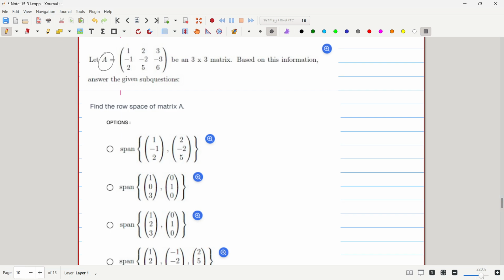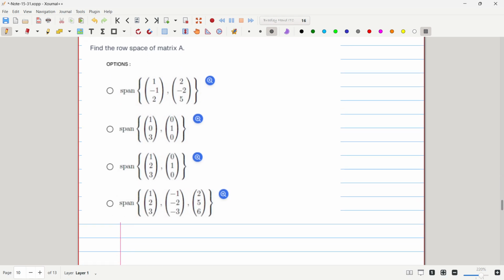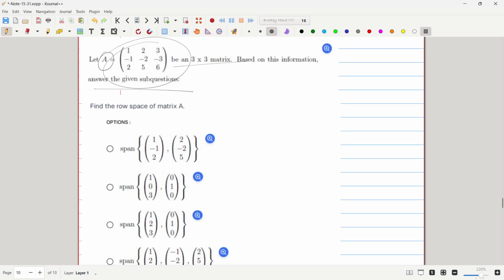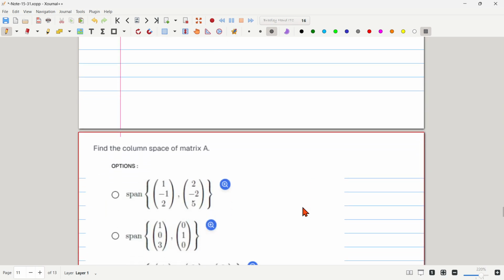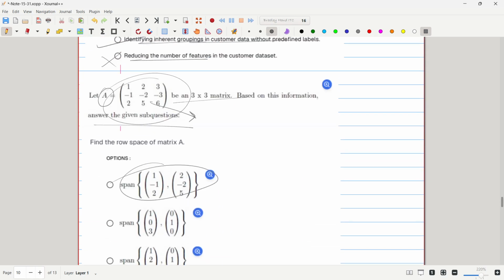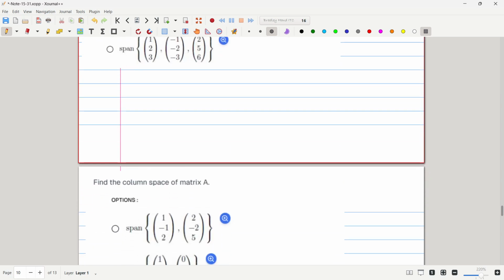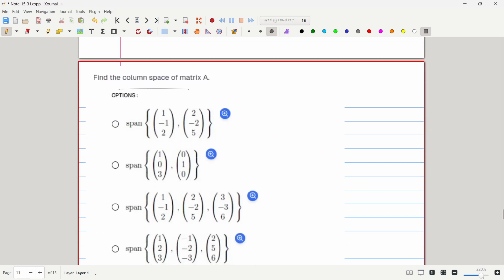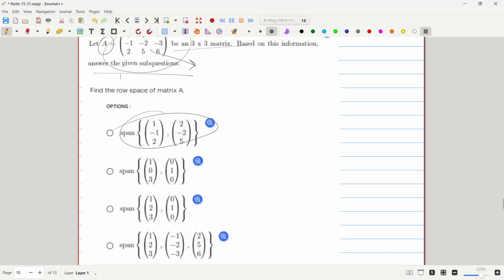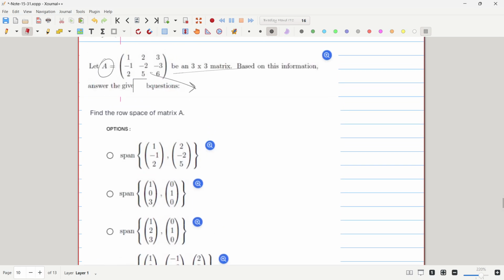Again, you are given a matrix. This is a 3x3 matrix. Based on the given information, answer the following questions. You need to find the row space. After converting it to RREF form, the number of non-zero rows will be considered as the row space. And after converting it to RREF form, the columns which contain the identity element will be considered as the column space. Okay, so let's do this question.